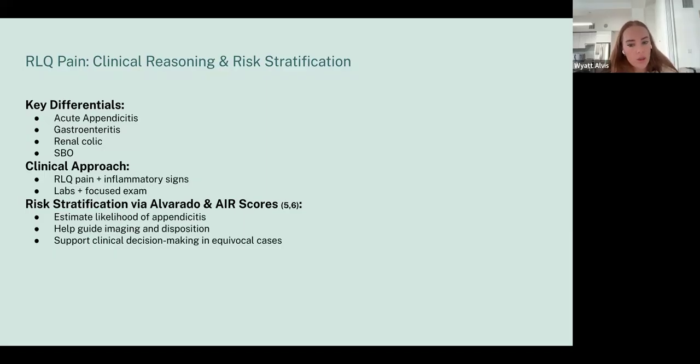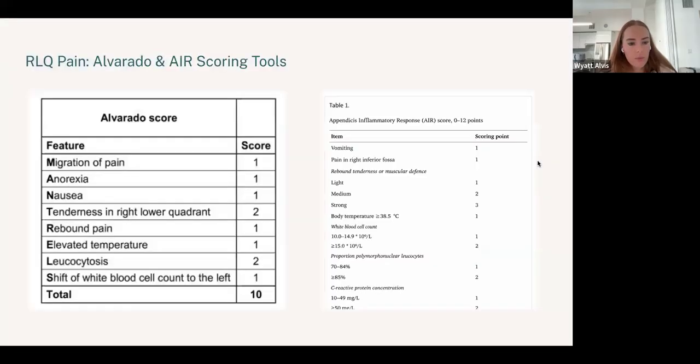So our approach here would start with correlating the right lower quadrant pain with inflammatory signs and then objective findings on our exam and labs as well. From there, we can use tools like the Alvarado and the AIR score to help us risk stratify those patients and decide who would need imaging, who would need observation, or even a surgical consult. Both the Alvarado and the AIR scores combine symptoms, exam findings, and labs to help us stratify the appendicitis risk for that specific patient.